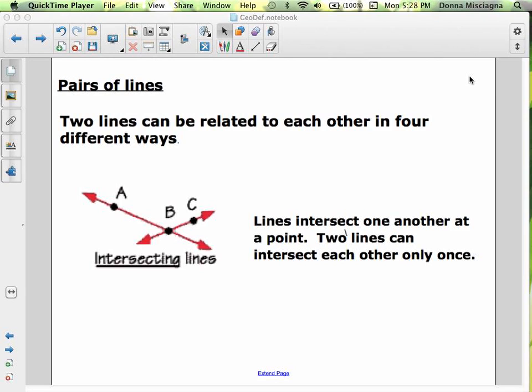Welcome back. Let's look at pairs of lines. Two lines can be related to each other in 4 different ways. We have intersecting lines, and we've already talked about that, so we're not going to be filling that in on our note template right now. Those are lines that intersect one another at a point. Two lines can only intersect each other once.